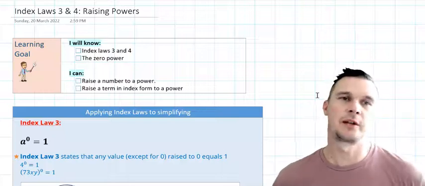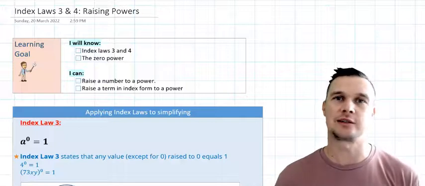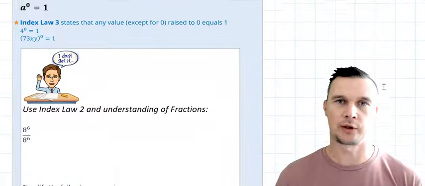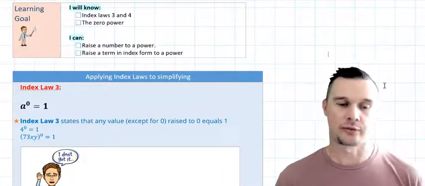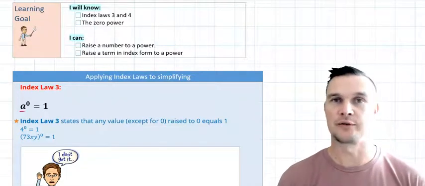In this video lesson, we're going to be looking at index laws 3 and 4, which both involve raising two powers. So you've got your learning goals there, but we want to get straight into it here. And we're going to look firstly at index law 3. So index law 3 basically states that any value to the power of 0 equals 1.